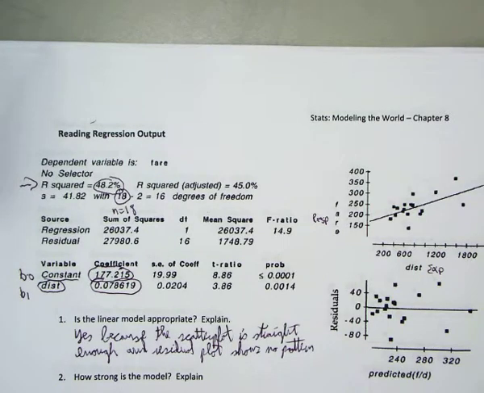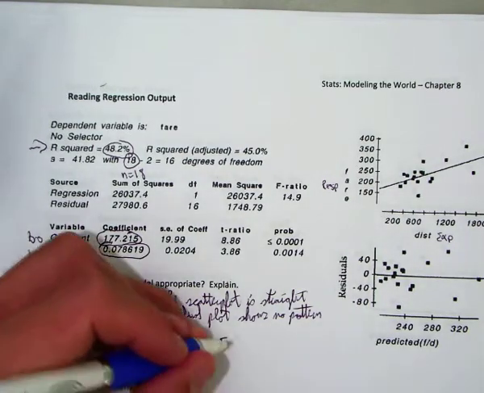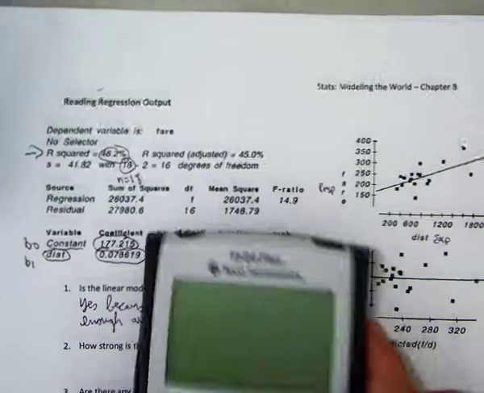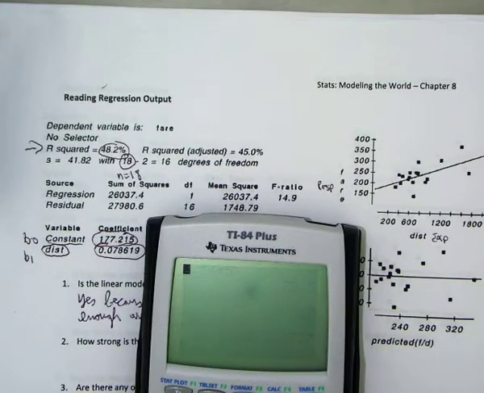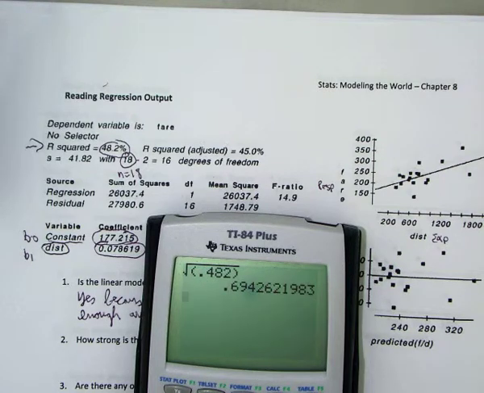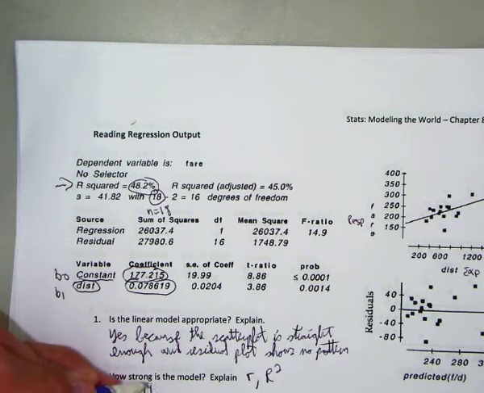The second question is, how strong is the model? We use two things to explain strength: r and r squared. We already know r squared is 48.2%, right up here, and that talks about variation. How do we get r? We take the square root of r squared. So we go to our calculator and take the square root of 0.482, and it's 0.694. So here, r equals 0.694.